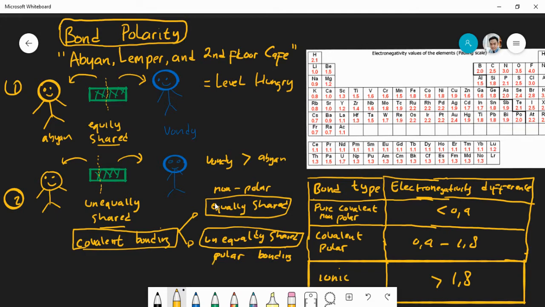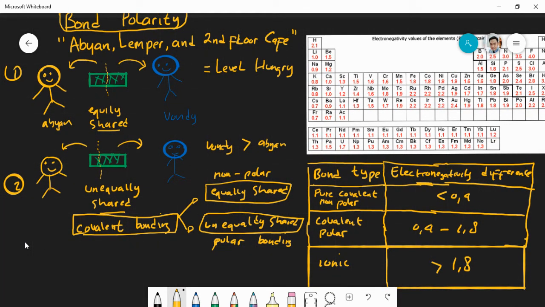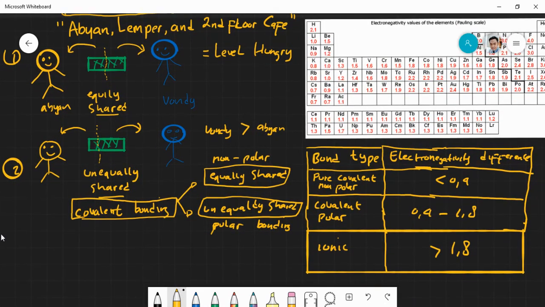Now let's discuss how we find out when the electron sharing will be equal and when the shared bonding will be unequal. In the case of Abian and Fondi, the sharing is based on the level of hungriness. If both of them have the same level of hungriness, they will just divide it by two. But in the second story, Fondi needed more. So Abian thought, okay, I kind of want it, but I'm not starving, so let's just divide it, but unequally.